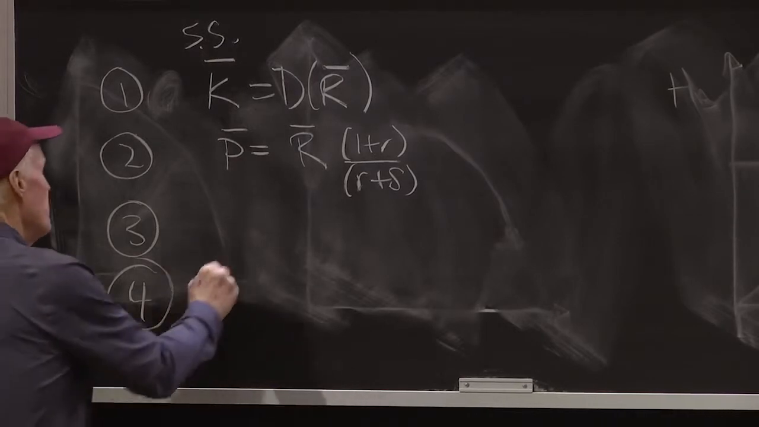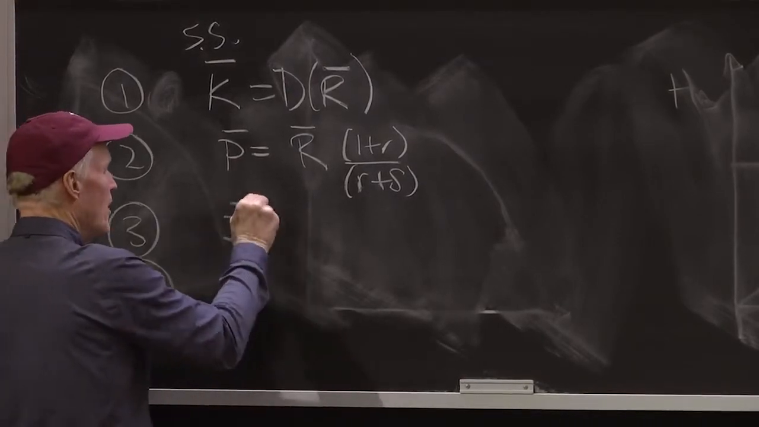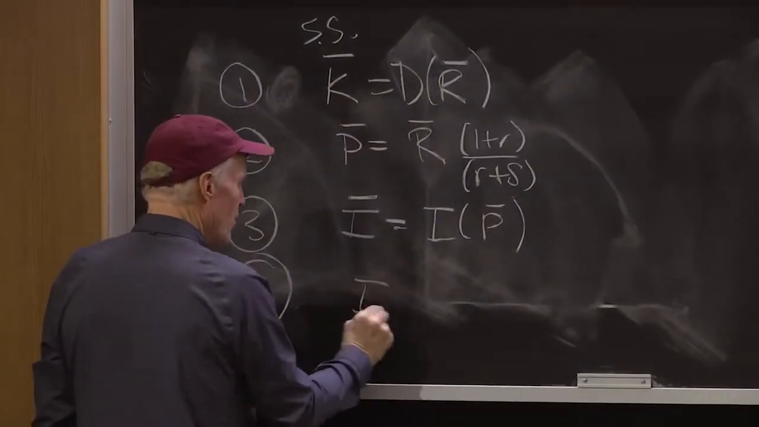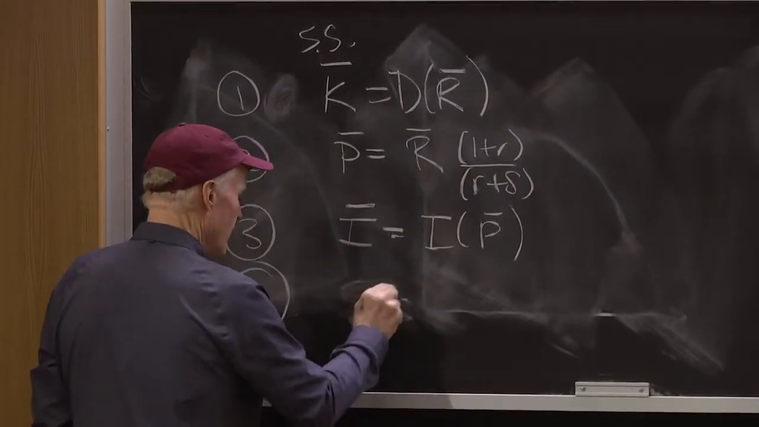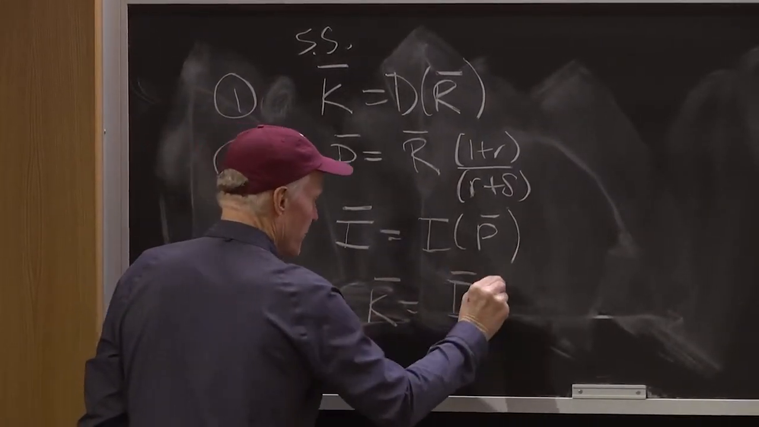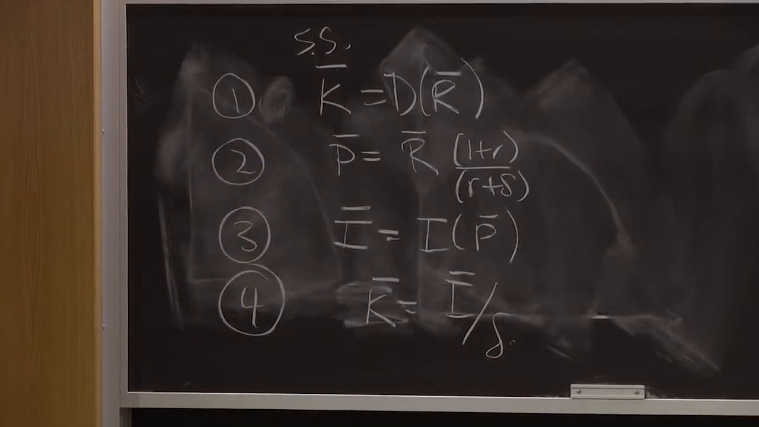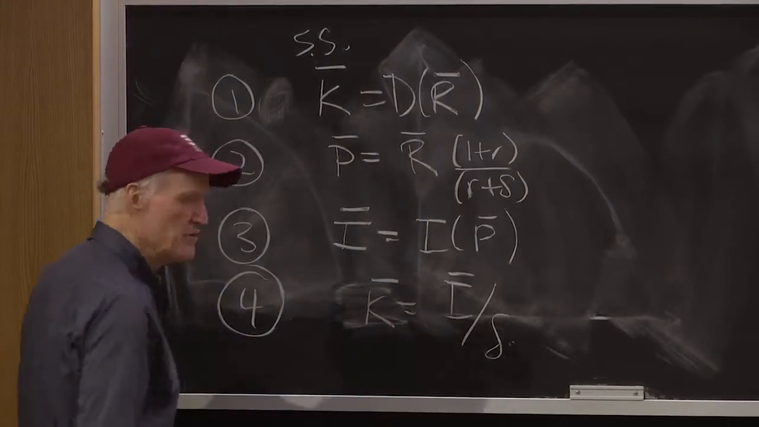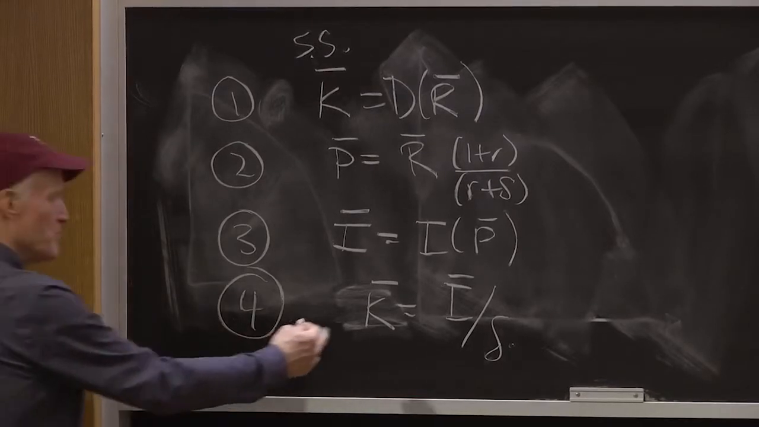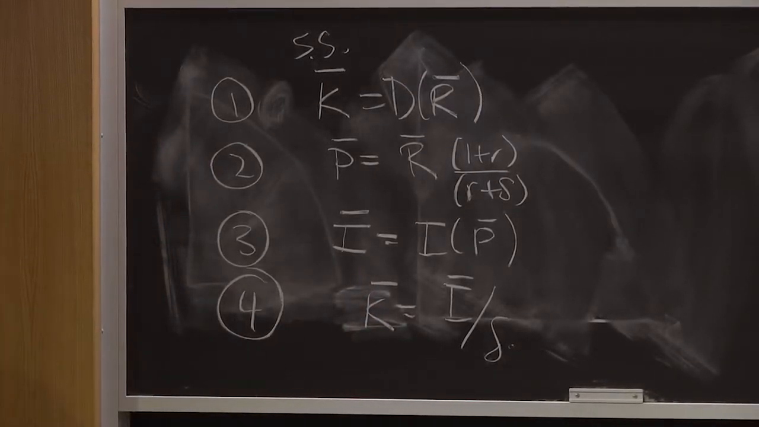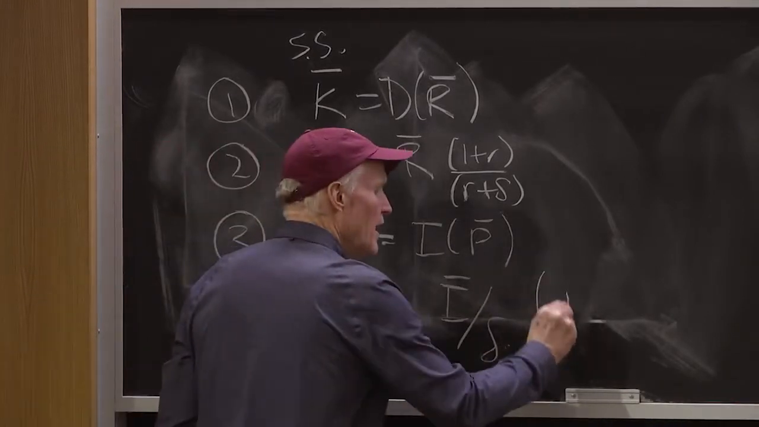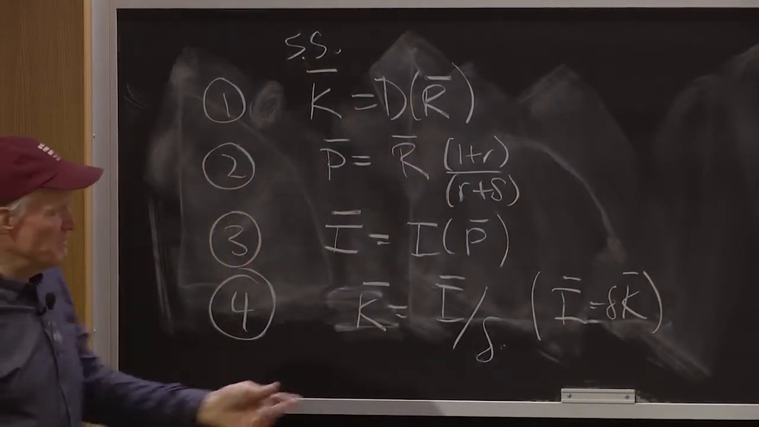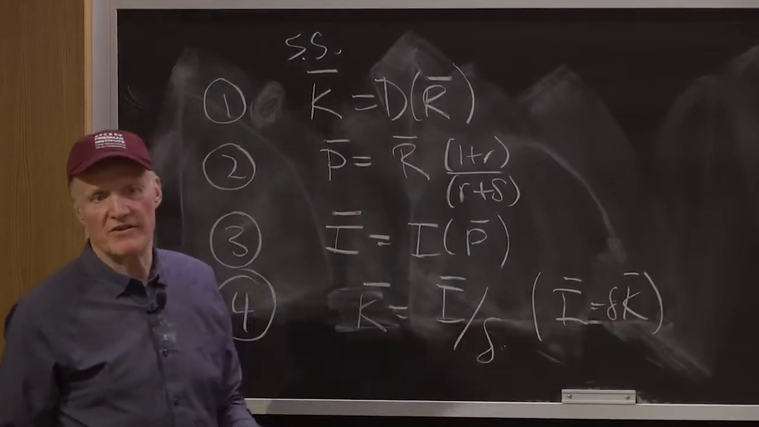All right, then the next equation is I bar equals I of P bar. And the last equation is K bar equals I bar over delta. Right? That is, the steady state stock is just the steady state investment divided by the depreciation rate. Or I bar equals delta K bar. We're investing just as much as depreciation, right? This is equivalent to I bar equals delta K bar, which clearly gives you a steady state because it means investment is equal to depreciation, so the stock stays constant.